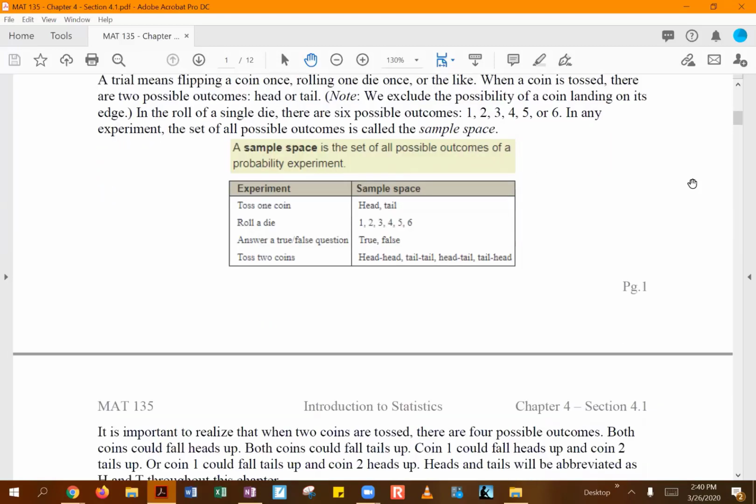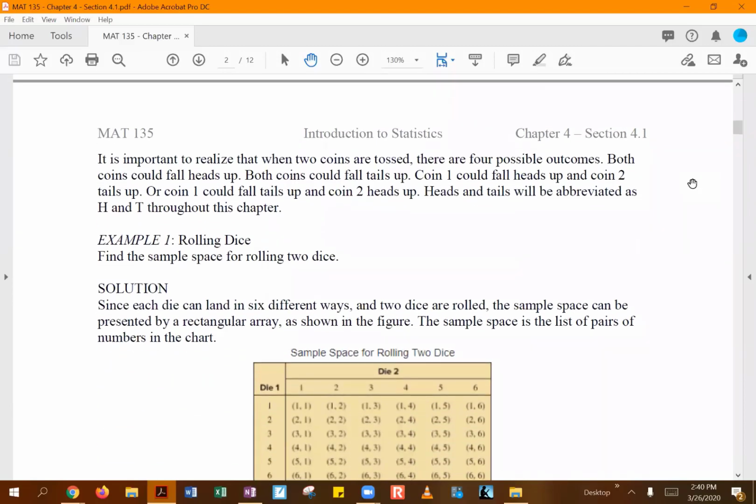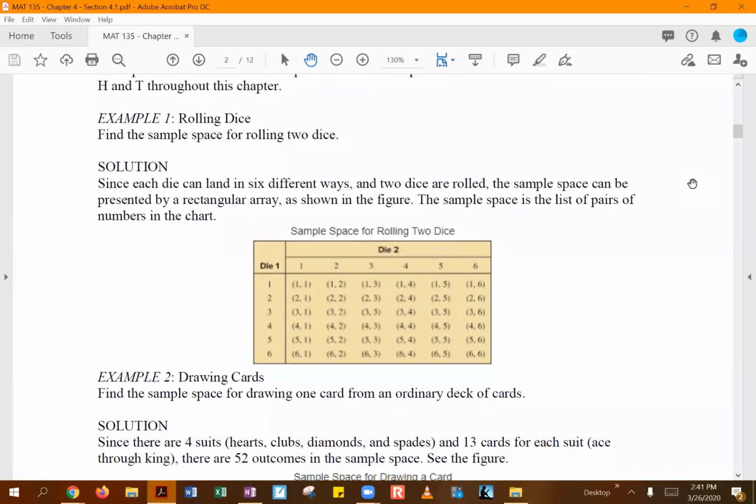So, these will be the kind of things that we will be looking at as we are going through our examples here. So again, in this little paragraph here, you can see we're talking about the importance of realizing that when 2 coins are tossed, you have 4 possible outcomes here. And in this case, they're basically talking about how you can use H as an abbreviation for heads, T as an abbreviation for tails, and those are the abbreviations we'll be using whenever we're talking about tossing coins in here. So you can kind of read that paragraph on your own. So let's look at our first example here.